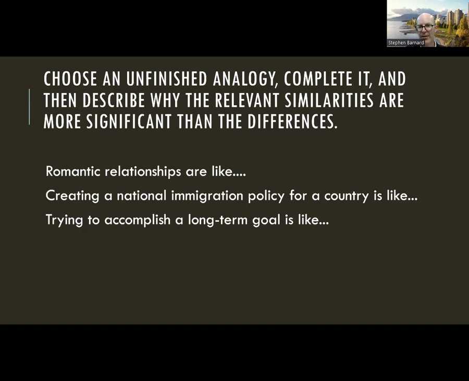That's a good example for you to check if you want to know how to prepare for the midterm exam for this question. So I might ask, like, creating romantic relationships is like something, or creating a national immigration policy for a country is like something, or trying to accomplish a long-term goal is like something. Of course, I will not be using any of these specific examples, but you can see what I'm getting at.